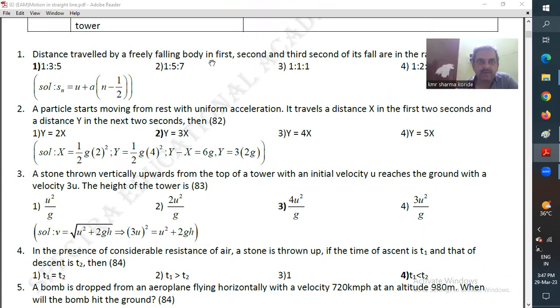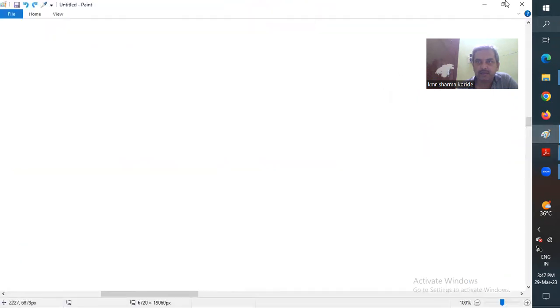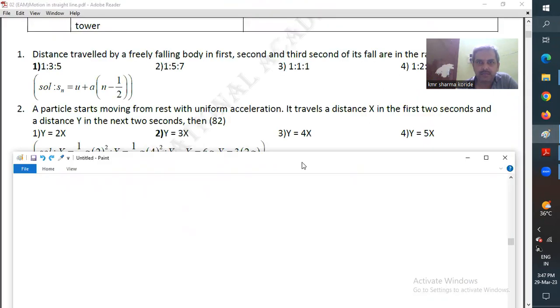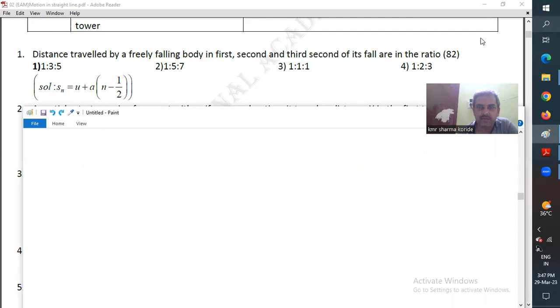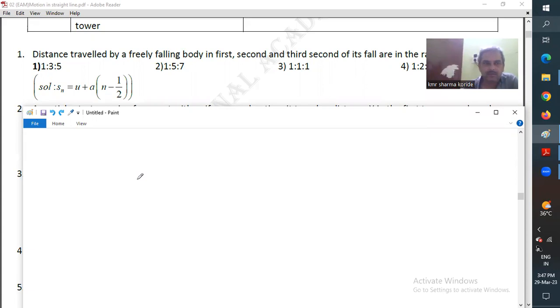distance traveled by a freely falling body in the first, second, third seconds of its free fall. The same question is also given in this year NEET. So NEET 2022: first, second, and third seconds of its fall are in the ratio. So you have to find out the distances ratio.